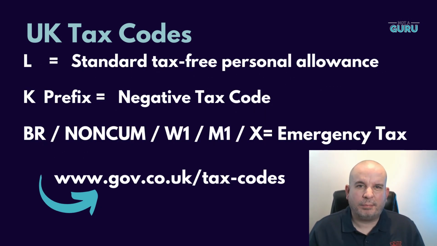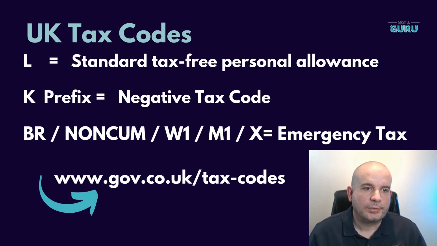So I've just put down here some common UK tax codes, but there's a link there to gov.uk/tax-codes, and there's a much more comprehensive list of these. I've just put down what I consider to be probably the more common ones. I could of course be wrong because I'm not an accountant, not a guru. So L is the normal one, which means you've got the standard tax-free personal allowance. The K prefix, as I said, is a negative tax code.